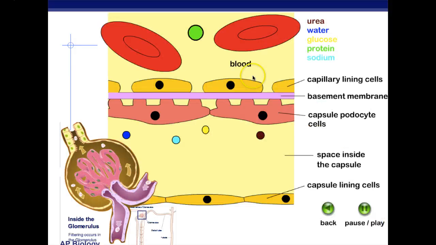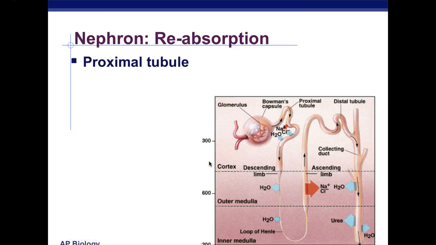Okay, so again, if we take a look here, this is the blood. This is the membrane between the blood vessel and the Bowman's capsule, and you can see things like water, salt, glucose, and urea are going to be moved from the blood and then into this part here called the filtrate.